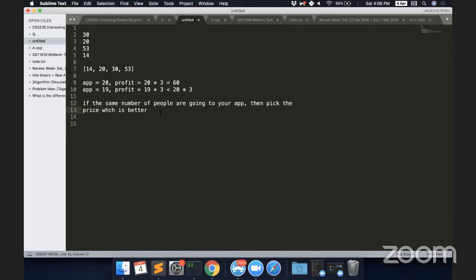Right? If at price X, 5 people buy it, and if at price Y, 5 people buy it, then pick the one which is bigger. If X is greater than Y, pick X. Like obviously X is better. Right? That's the intuition. And the last exploit of the problem is that what this ensures is that you don't have to try all the values.